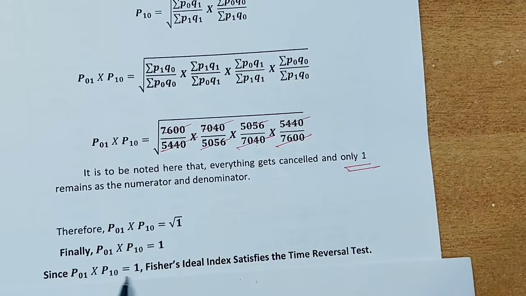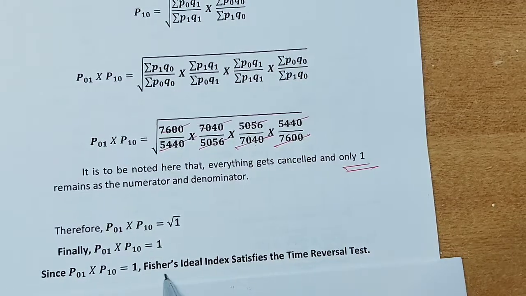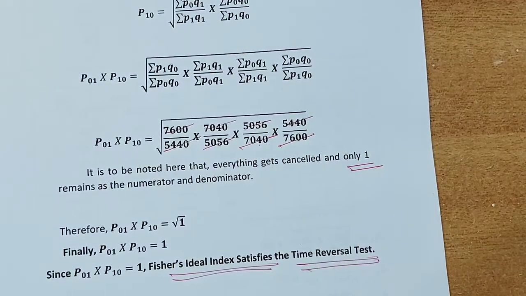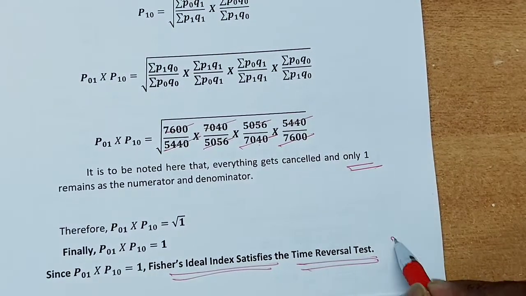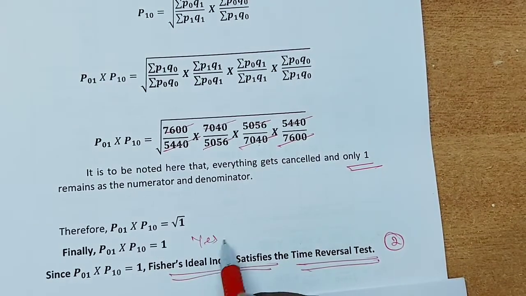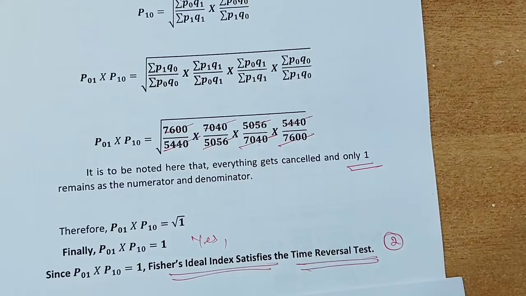Since P01 into P10 is equal to 1, we can state that Fisher's ideal index number satisfies the time reversal test. So this was the second part of our question that asked us whether Fisher's ideal index number satisfies the time reversal test. So we can say that yes, Fisher's ideal index number satisfies the time reversal test.